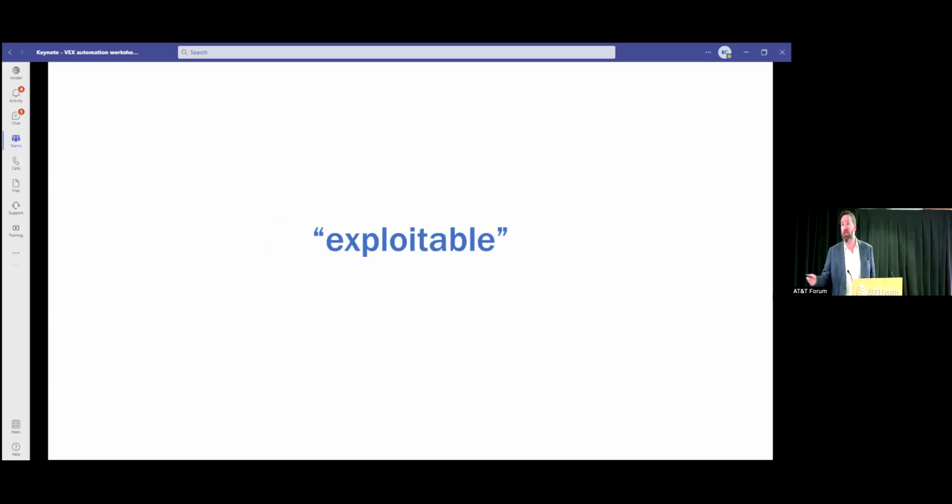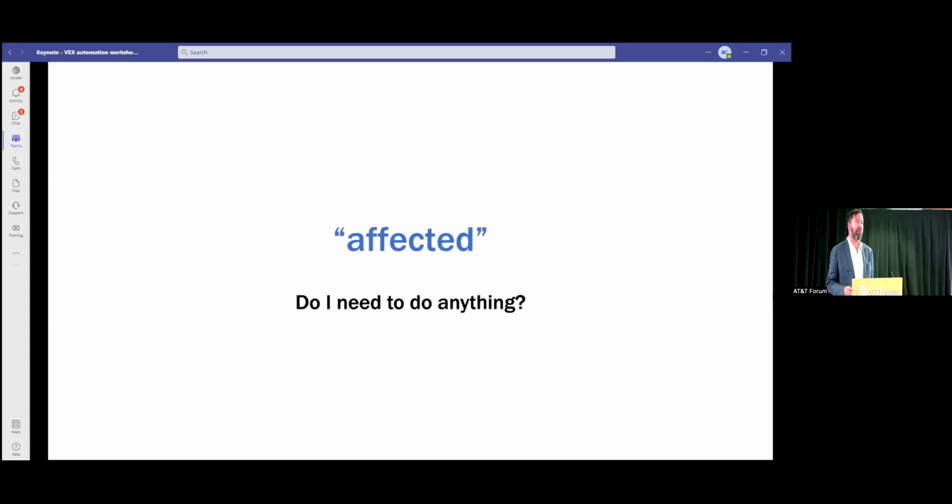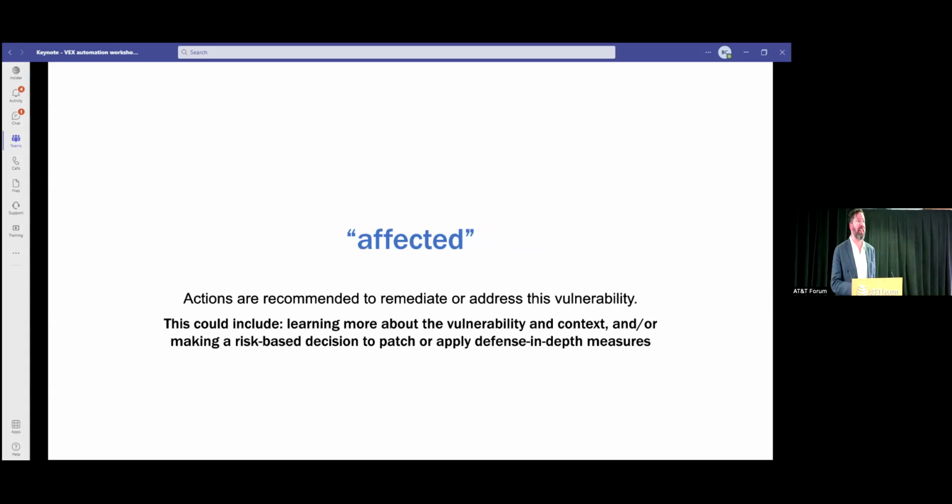So first, we need to tackle this term exploitable. And again, if you're in software or in security, you know that this is a pretty big hornet's nest. The trouble with making things hacker-proof is that hackers are pretty darn clever, and so defining something as exploitable is kind of tricky. So we switched to the term affected, because that creates a broader thing. We're now not looking at the software, we're looking at the user's perspective. And we define affected as, do I need to do anything? So you are affected if there's anything you need to do to remediate or even address this vulnerability.